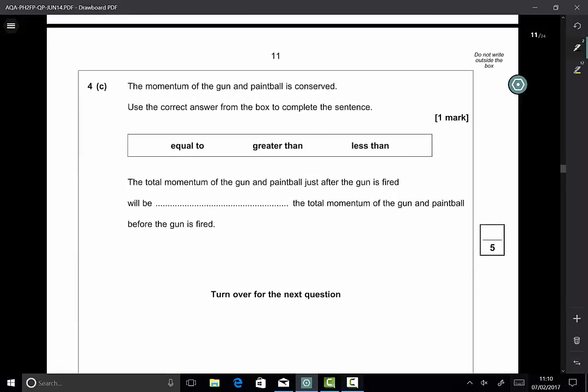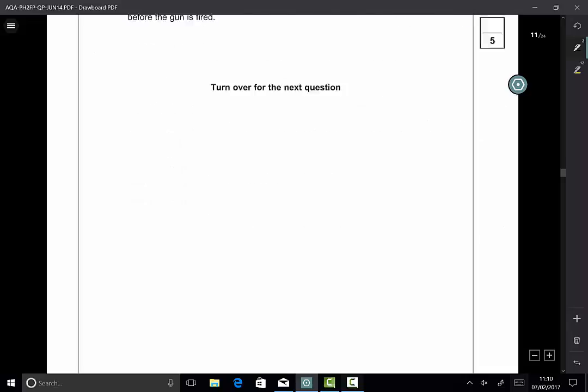Okay, the momentum of the gun and paintball is conserved. So that means that overall it stays the same. The total momentum of the gun and paintball just after the gun is fired will be the total momentum of the gun and paintball before it's fired. Well, that's going to be equal to. That's what conserved means. If I could spell, that would help. Fortunately, there aren't any marks for spelling.